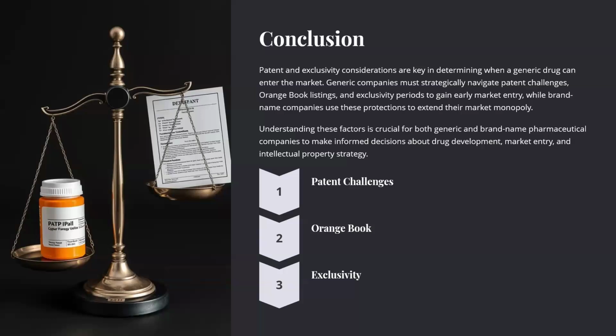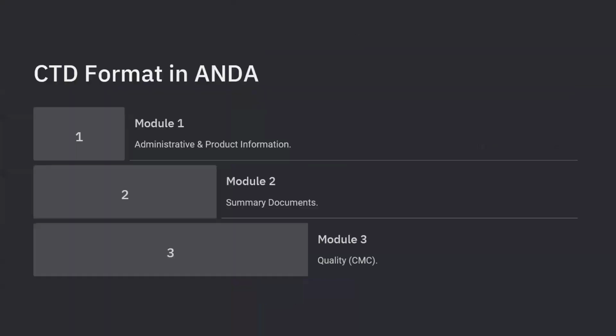Okay? So we need to make sure that we are aware of patent expiries, the type of patent certifications, and the type of exclusivity granted when we are talking about patent and exclusivity. Okay, so moving on, this is just a CTD format in ANDA for your revision. A quick question. Can you all tell me what are the four modules that we need to submit when we are talking about ANDA?